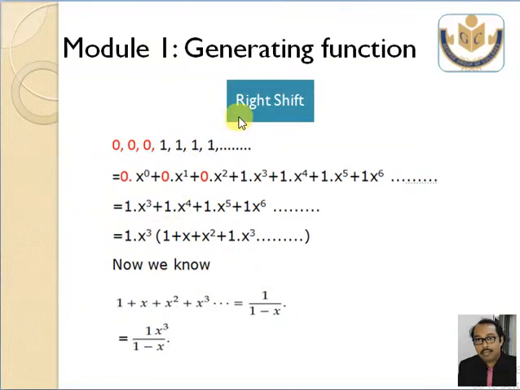So this is all about right shift. Why am I saying this is a right shift? Because see, these three values are eliminated and I moved in the right section.